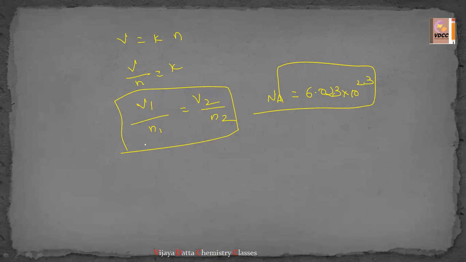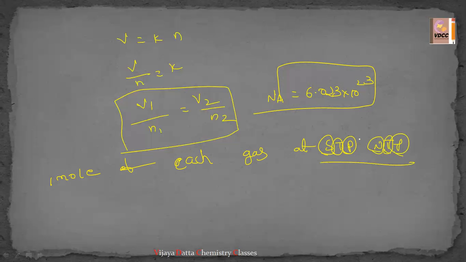Then 1 mole of each gas, because volume is directly proportional to n, the number of moles, then 1 mole of each gas at STP or NTP. STP is nothing but standard temperature and pressure conditions. NTP is also normal temperature and pressure conditions. At STP, 1 mole of each gas will have the same volume. At standard temperature and pressure, the temperature will be maintained at 273.15 Kelvin, and the pressure will be 1 bar, exactly 10 to the power of 5 pascals also we can say. 1 atmosphere is approximately equal to 1 bar. Already we also know that relation.